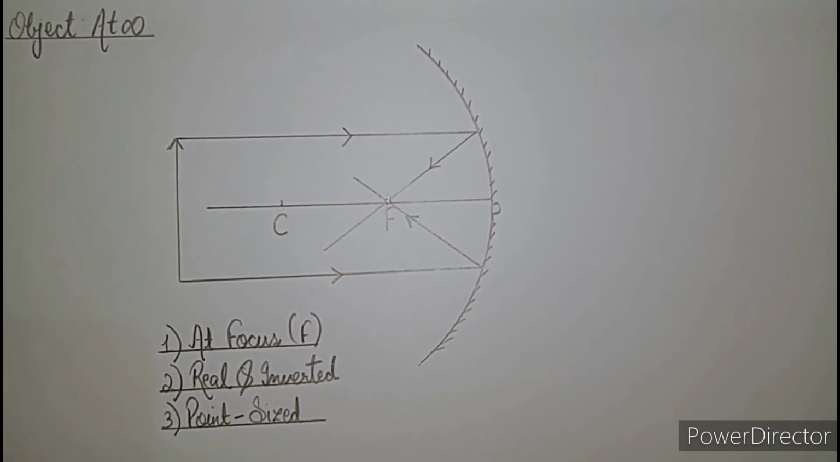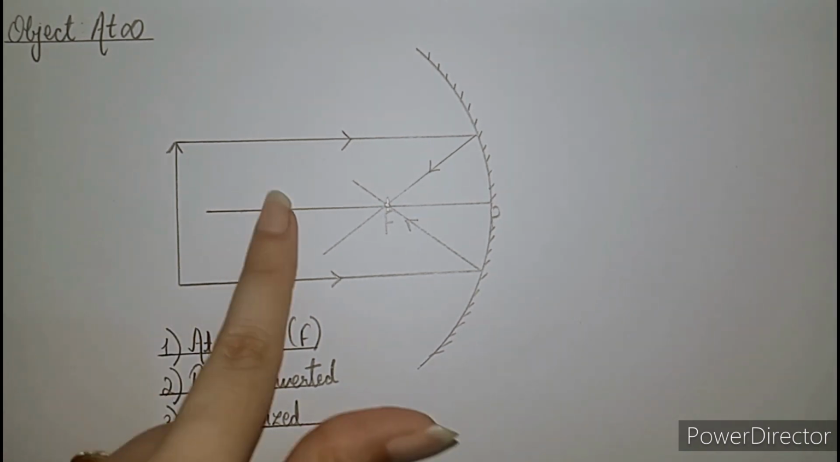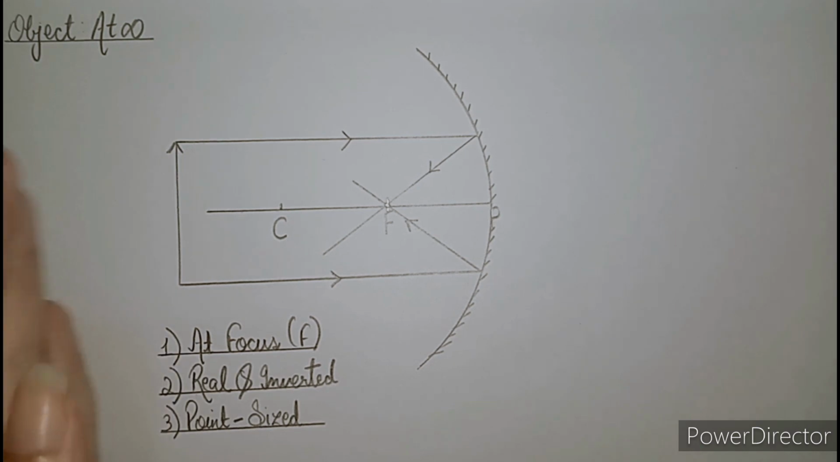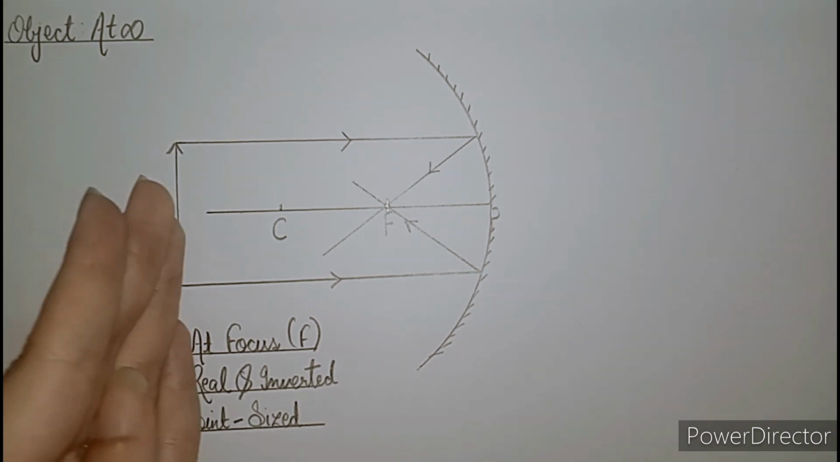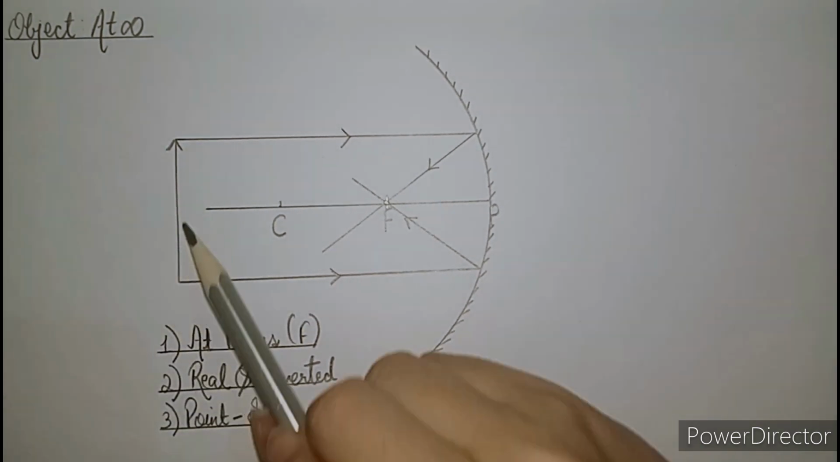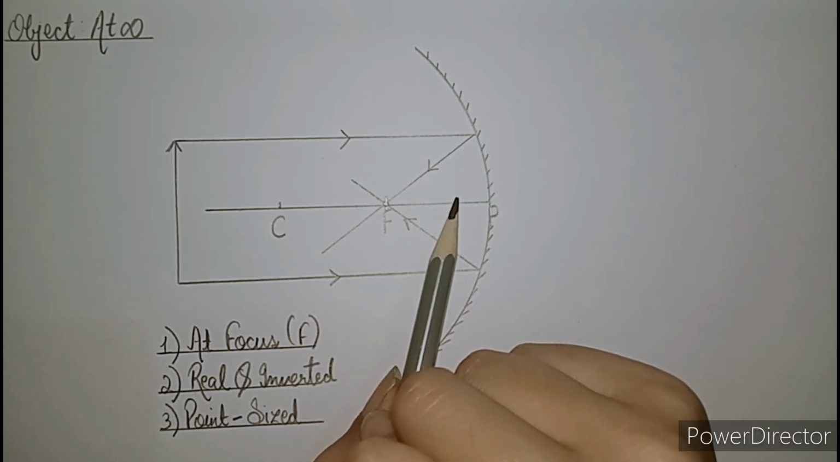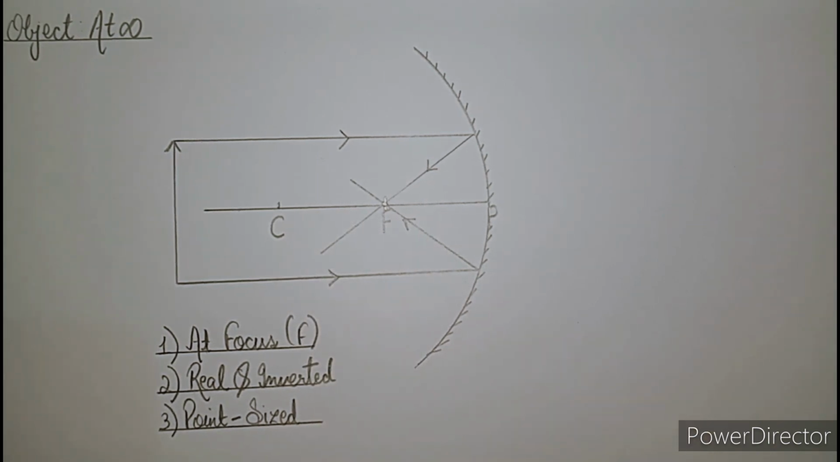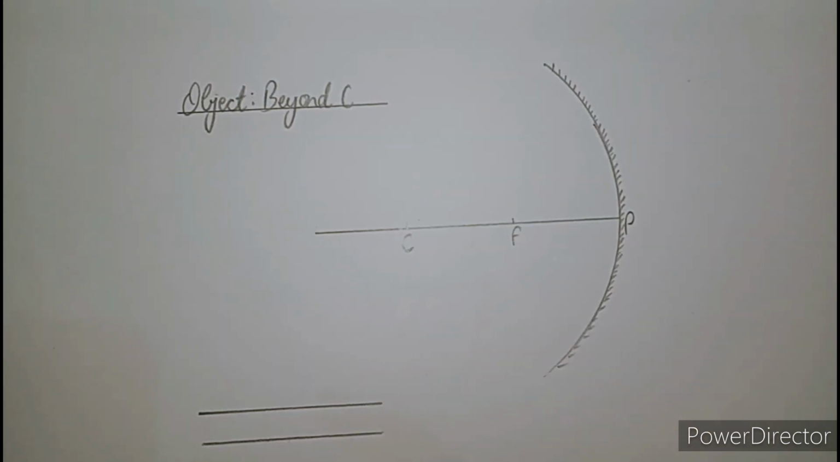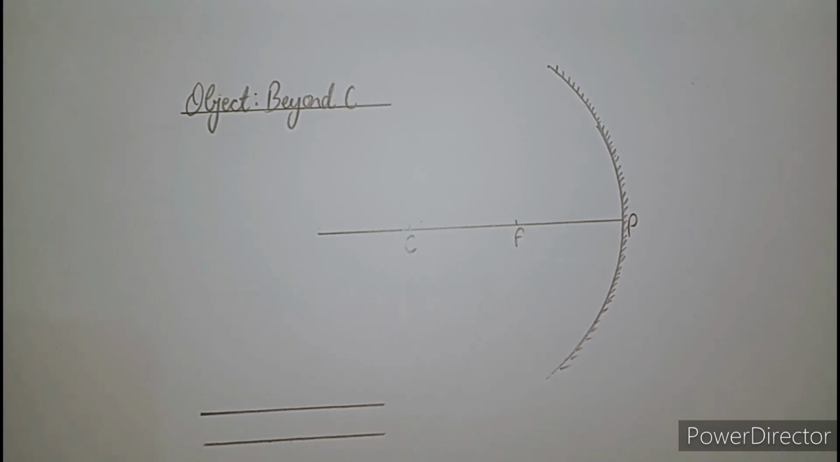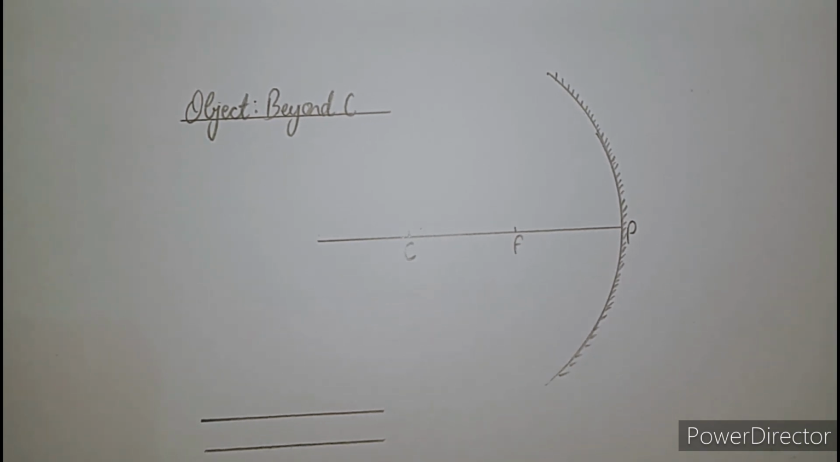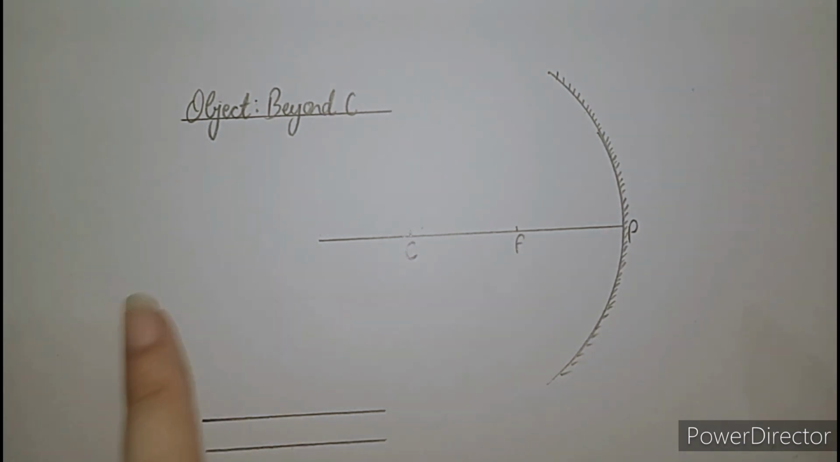Okay, now let's move forward to another case. The very first case which we have drawn is when the object is at infinity. Now we will be bringing our object beyond the center of curvature. We will be moving it towards the pole one by one. So I've already explained to you how to draw the image when the object is at infinity, and I will be dealing with the ray diagrams one by one.